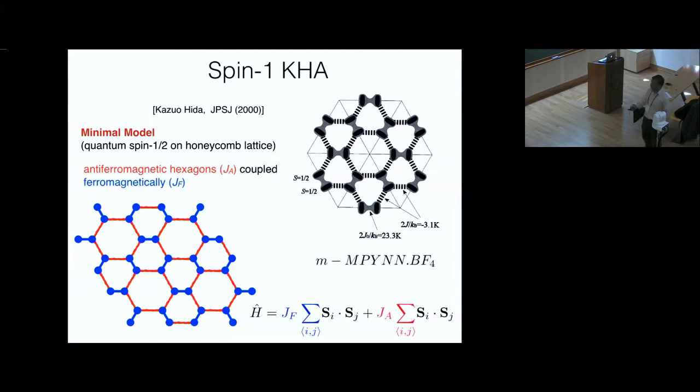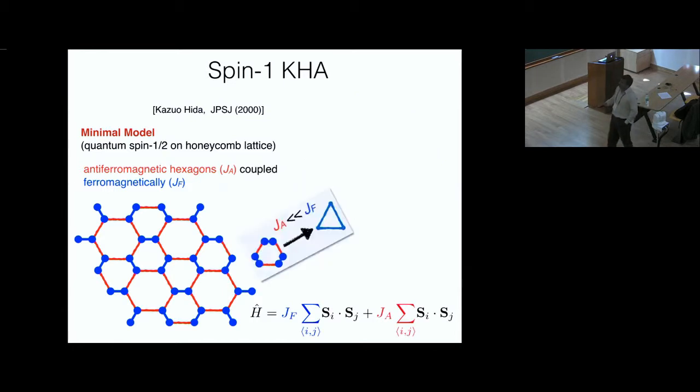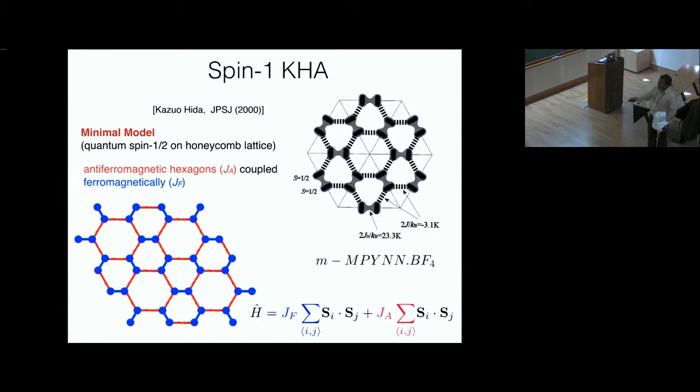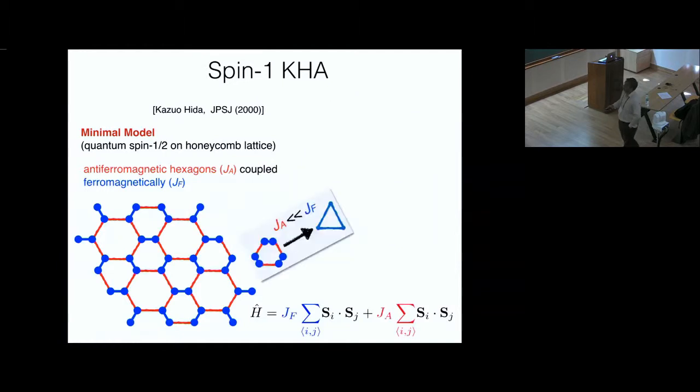And this is what you can write down as a minimal model: antiferromagnetic hexagons coupled ferromagnetically. So JF is negative, JA is positive. In this material, the estimated values of these couplings are almost 8 times of each other. So the ferromagnetic ones are stronger by 8 times than the antiferromagnetic ones. You can think of these blue links as being very strong ferromagnetic bonds compared to the red ones.